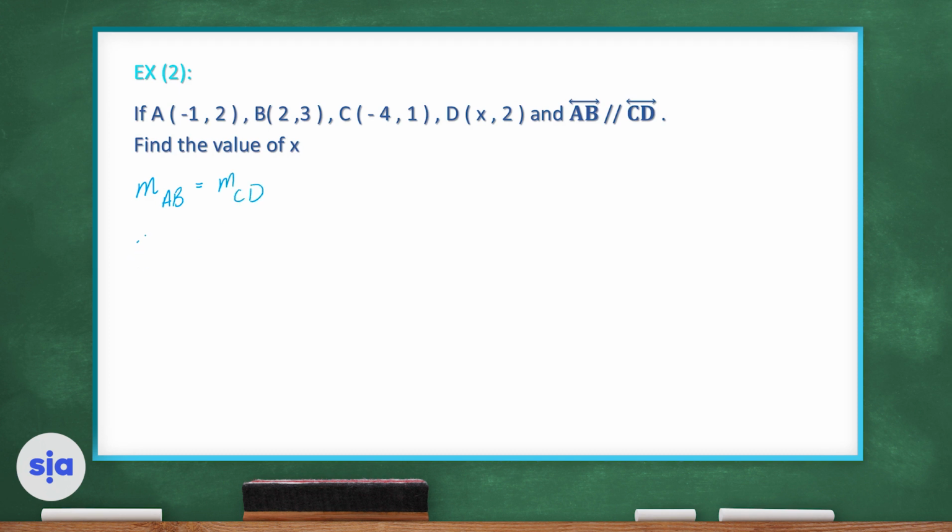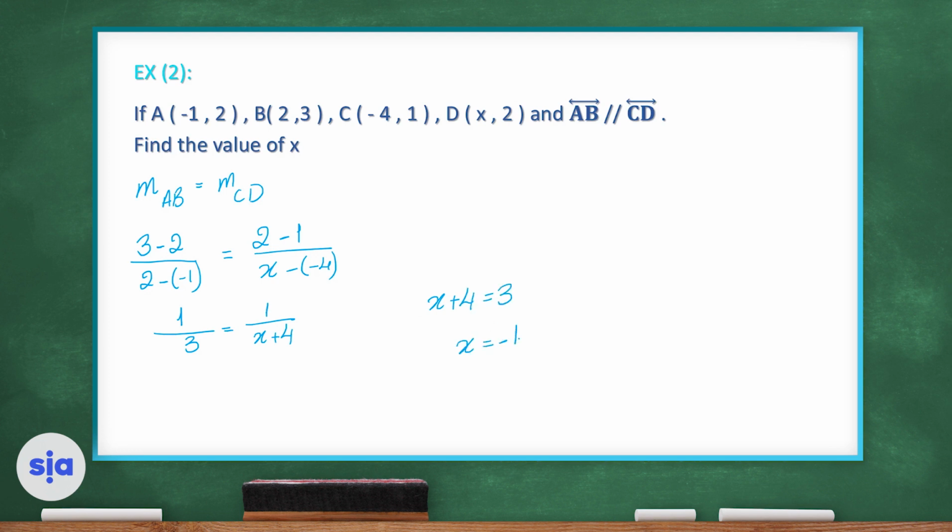Then y2 minus y1 over x2 minus x1 is equal to y2 minus y1 over x2 minus x1. So 1 over 3 is equal to 1 over x plus 4. Then x plus 4 is equal to 3. So x equals -1.